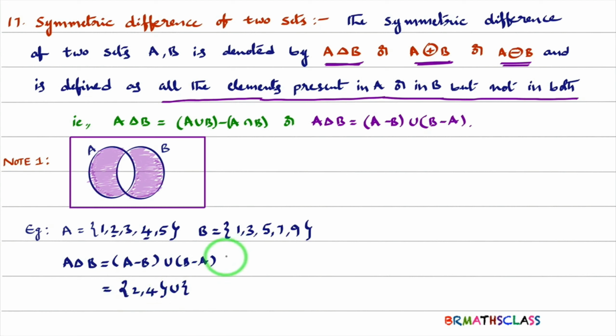Union, what about B minus A? All the elements present in B but not in A. You see here, 7 is present in B but not in A. 9 is present in B but not in A. So here you will get 7, 9. So when you do their union, what you will get? You will get 2, 4, 7, 9.